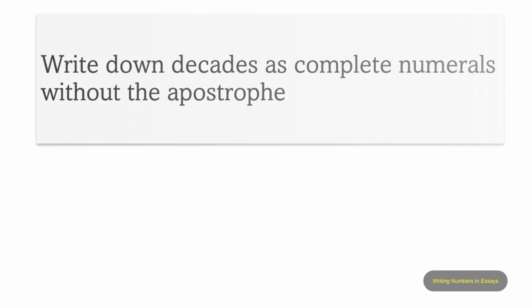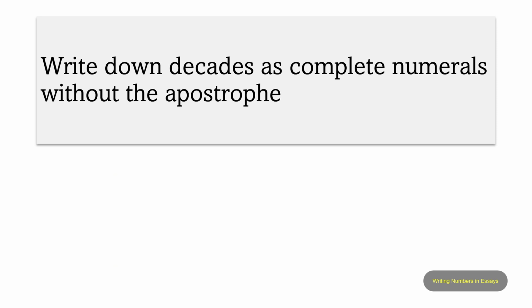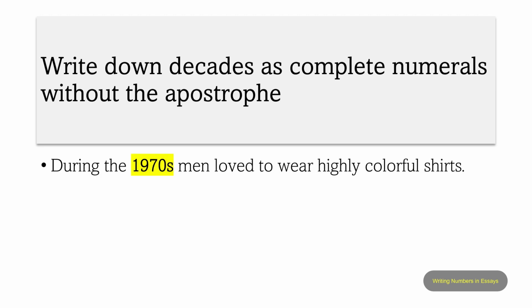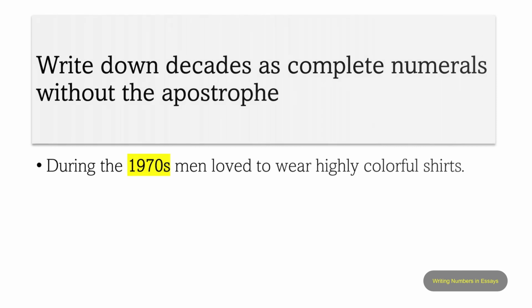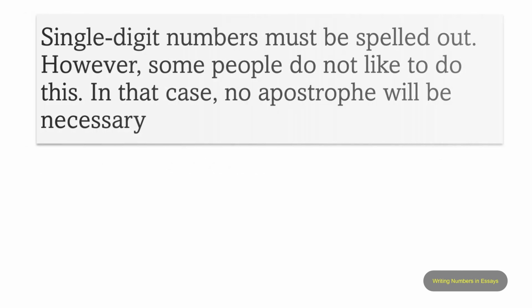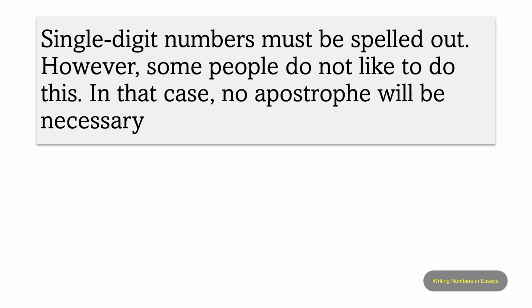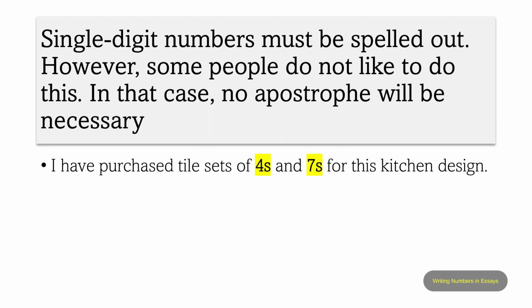Write down decades as complete numerals without the apostrophe. During the 1970s, men loved to wear highly colorful shirts. Single-digit numbers must be spelled out. However, some people do not like to do this. In that case, no apostrophe will be necessary. I have purchased tile sets of 4s and 7s for this kitchen design.